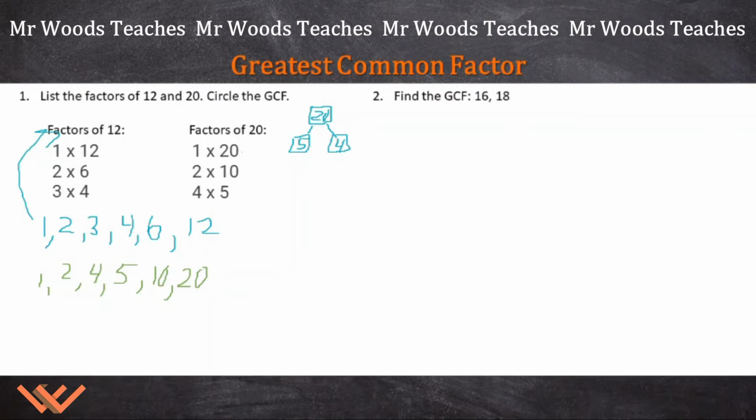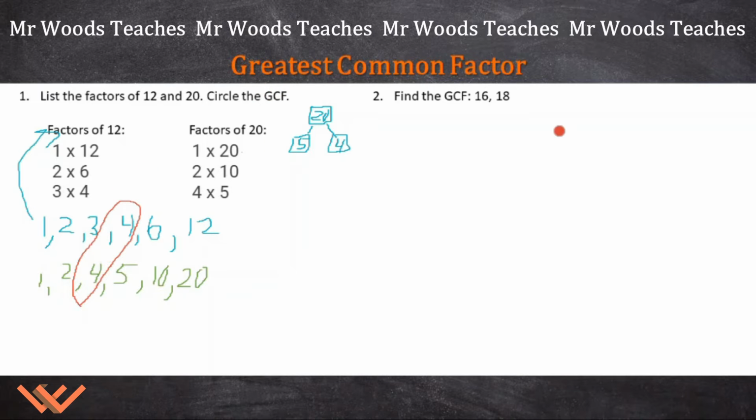And what we're looking for is the greatest common factor. So we can see that there are common factors here. 1 is a common factor, 2 is a common factor, 4 is a common factor. Are there any other common factors? No. So what I can do is circle here. This is the greatest one. It's the largest number that is a common factor between 12 and 20. So there we go. So circle the GCF. There it is right here.